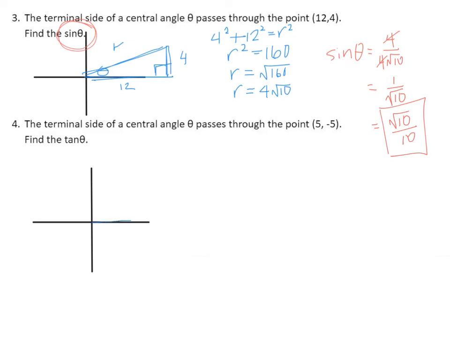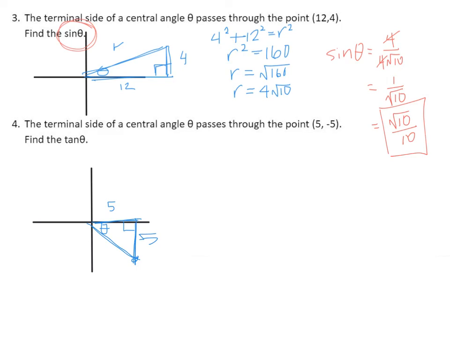So if I go over 5 and down 5, I am in the fourth quadrant. So positive 5 here, negative 5 here. Oops, that's where I would fall. Here's my 90 degrees, here's theta. We want to find the tangent of theta.